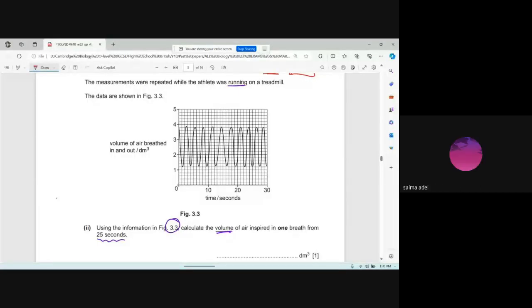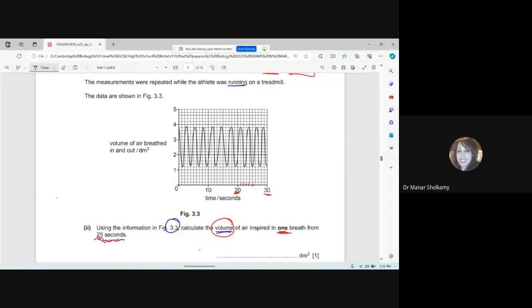What will you do at 25 seconds to know the volume of breath? This is so easy. We're going to count the waves. First, at what time? They want the volume of the air inspired in one breath from 25 seconds, so you will go straight to 25 seconds. This is 20, this is 30. These are 10 boxes, so every small box is 1. So this is 21, 22, 23, 24, 25.